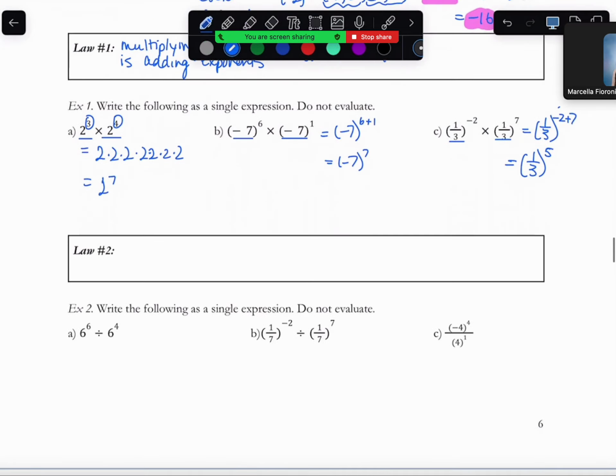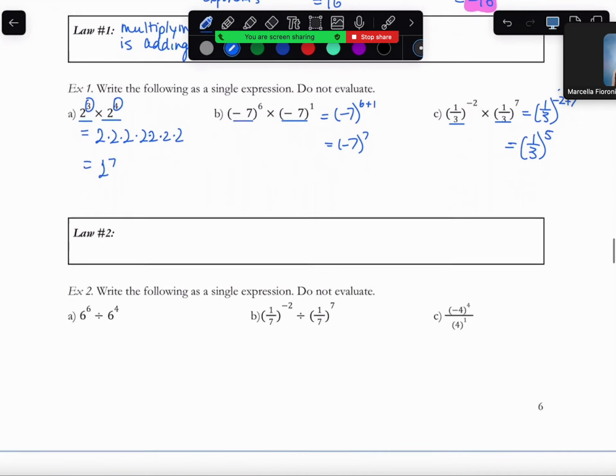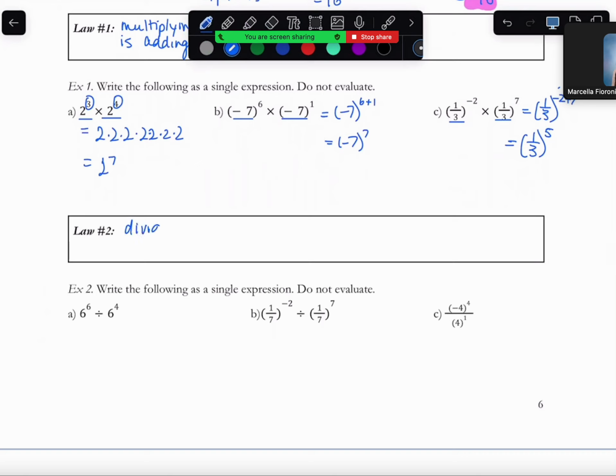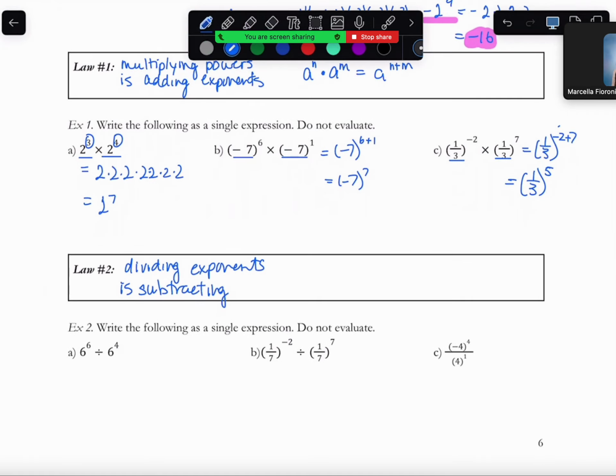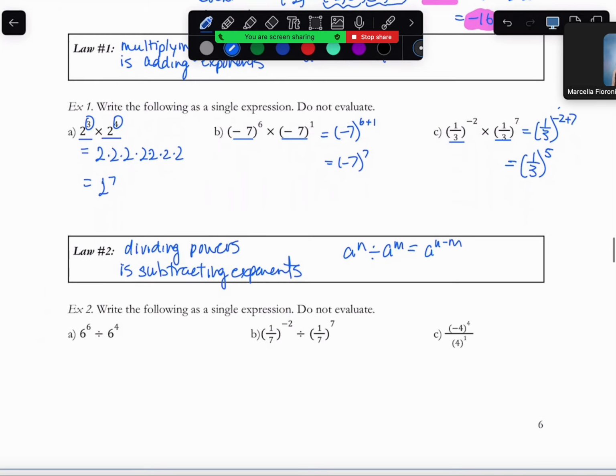All right, let's get into law number 2. Dividing exponents is subtracting powers. Sorry, I said that backwards. Dividing powers is subtracting exponents. So if I have a to the n divided by a to the m, I get a to the n minus m. And again, I'll explain why.